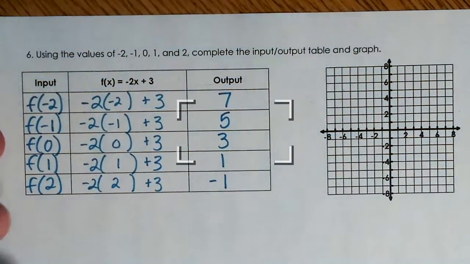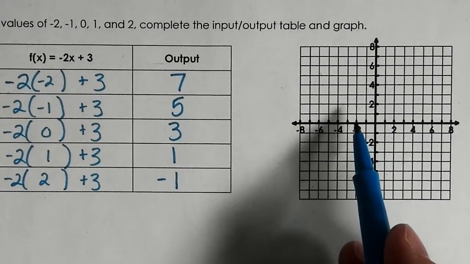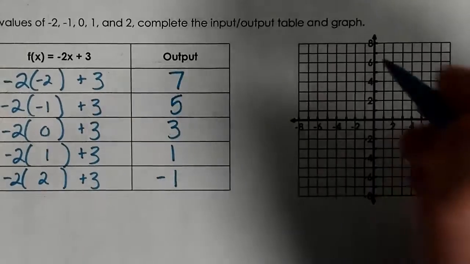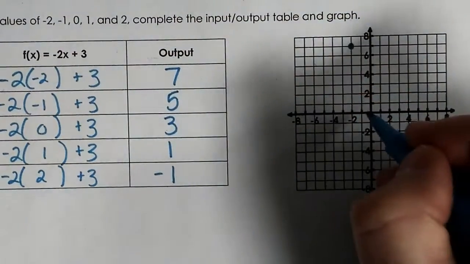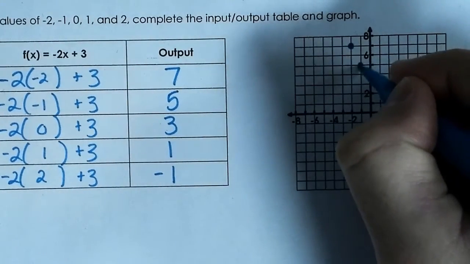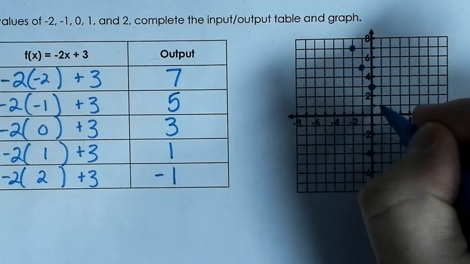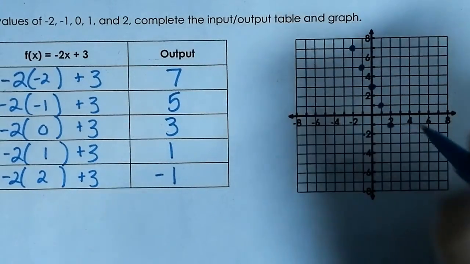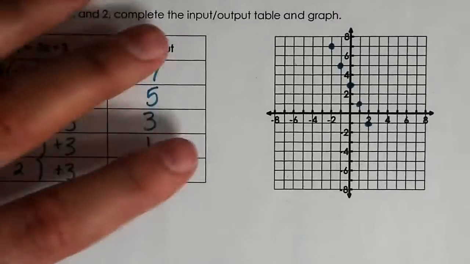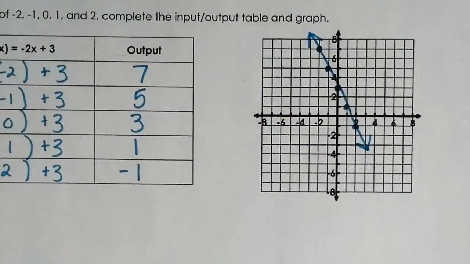From there, you have to graph. So at -2, I go to 7. At -1, I go to 5. At 0, I go to 3. At 1, I go to 1. And at 2, I go to -1. And then from there, you just connect your dots. And that would be your answer.